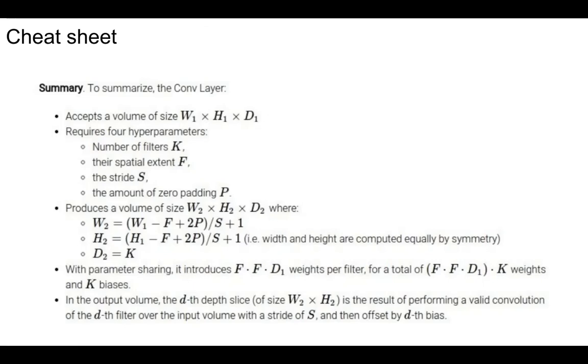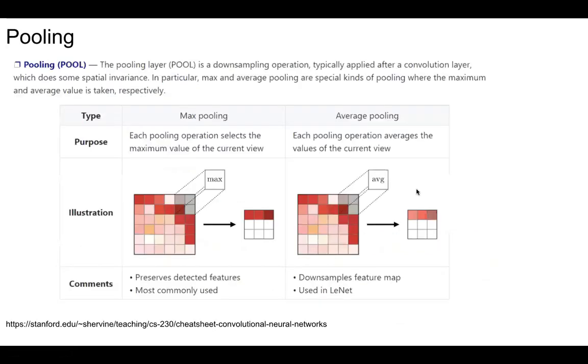Okay, great. So you have this number of weights. In the output volume, D is the depth. I'm not sure what the slash line represents, but we can just skip that. Okay, so that summarizes the convolution operation.